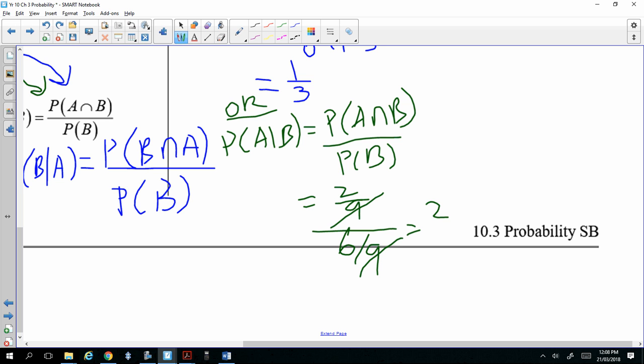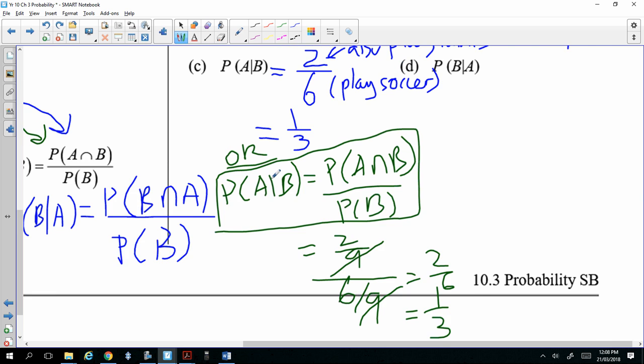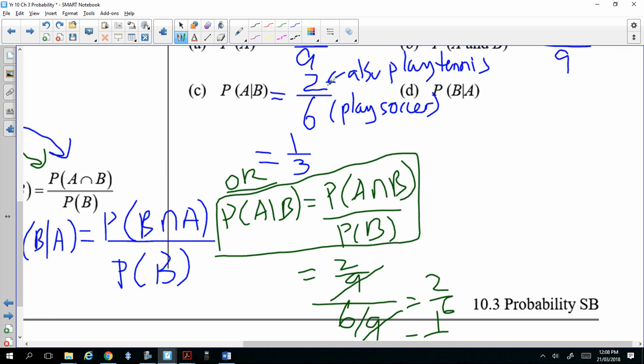So which is a long way of doing it. So this formula works as well, okay? But it's recommended that you just do it in the simple way. Just ask yourself, how many people play soccer? Out of these who play soccer, how many people play tennis? Okay? All right, good. And then you try the next one.